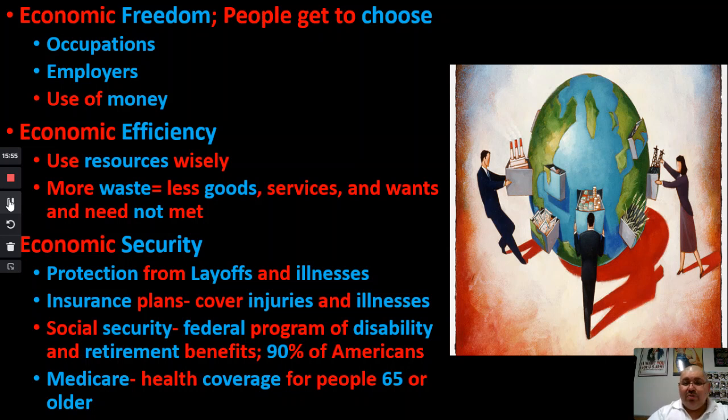Okay, but when you do have a job, this is something you should look for: insurance plans, to get coverage for illnesses and injuries. Social Security. It's going to get taken out of your check, but that's going to come back to help you when you're already older. Some people don't even need it. 90% of Americans do, but that other 10%, they don't need it. Okay, Medicare, health coverage for people 65 and older. Again, this may not apply to you now, but it will in the future. So you gotta take care of that kind of stuff.